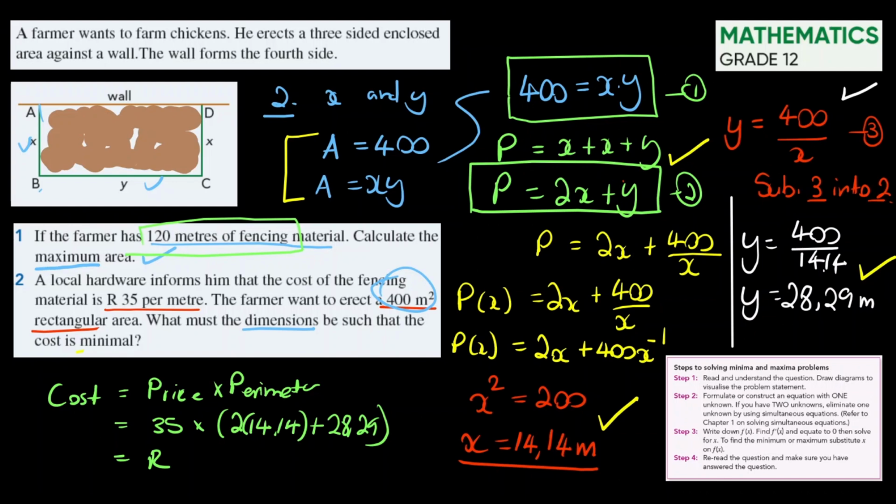In this way, if you just multiply 35 times 2 times 14,14 plus 28,29, this should give us our total price. So it will be 35 rands multiplied by, open bracket, 2 times 14,14 plus 28,29, which is the y dimension, and the price that we will spend on this material is 1,979,95 to erect that fencing for his lovely chickens.